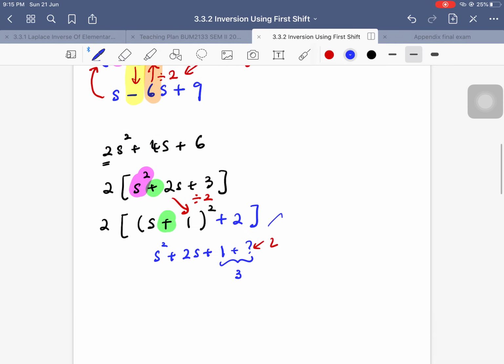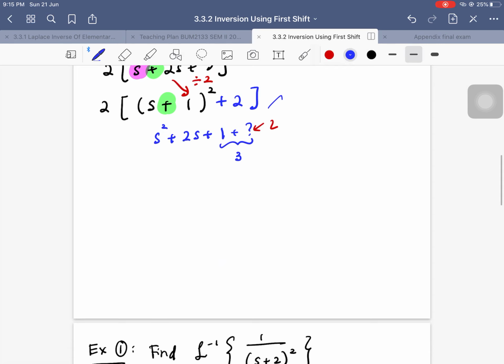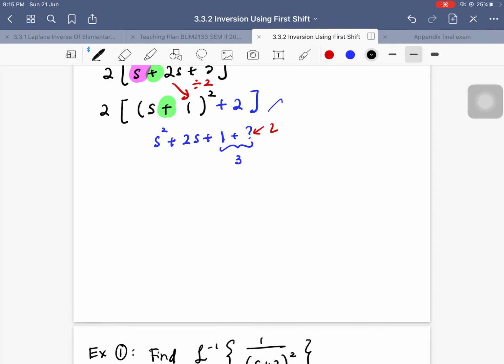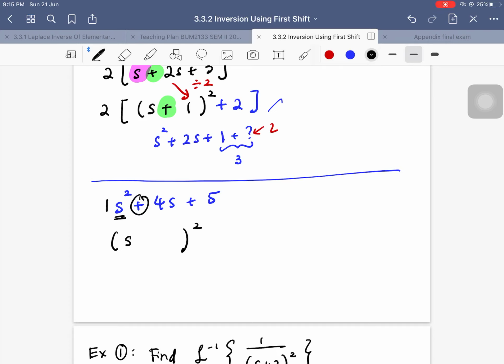So let me show you another example just to make sure that you actually get the idea. Another example is, let's say I have something like this: s squared plus 4s plus 5. Again, I'm going to come out with a square. For this one, I don't have to factorize because my coefficient is already 1. So I'm going to create the s squared. So this is going to be s, plus. This is also going to be plus.